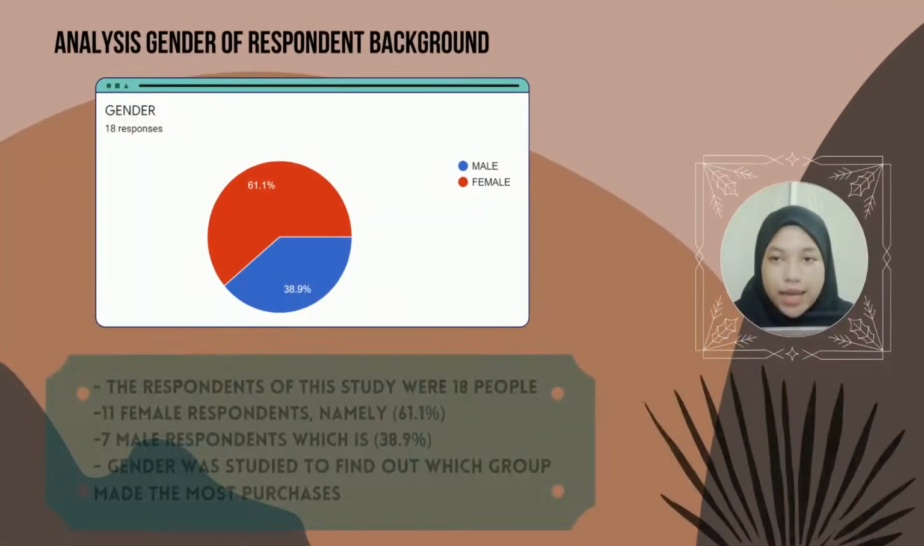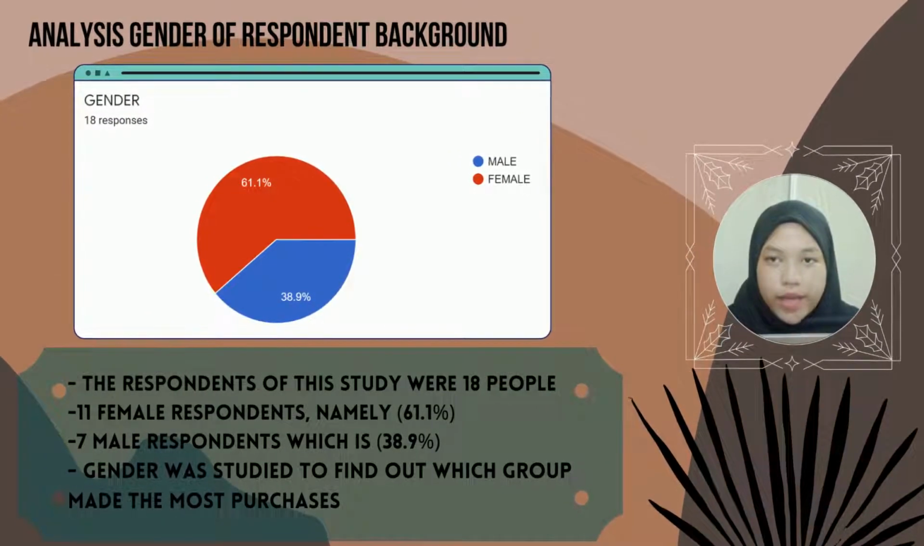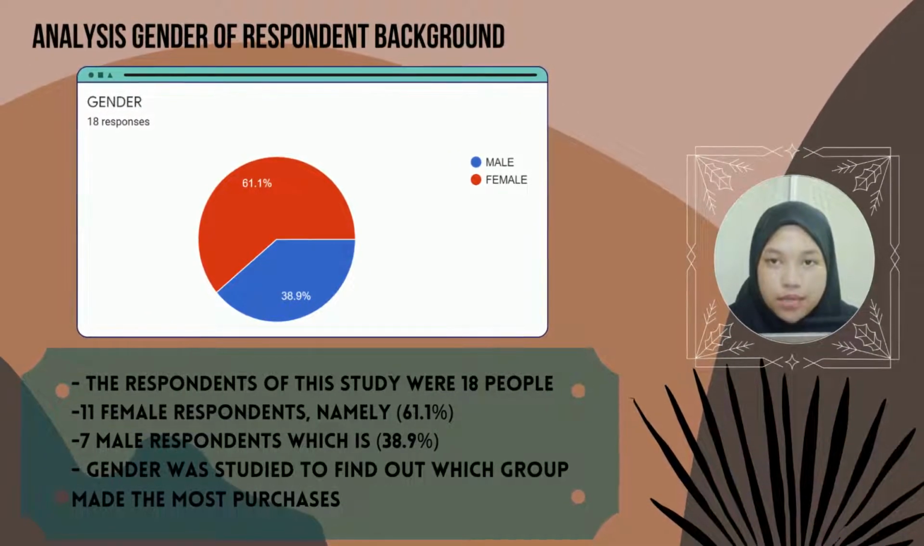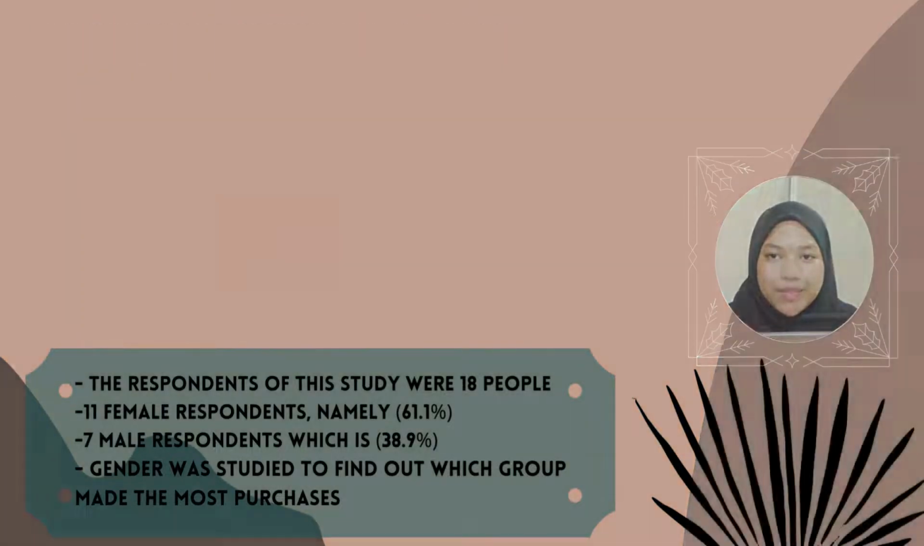Based on the study that has been conducted, the respondents of the study are a total of 18 people, which consists of 11 female respondents, equivalent to 61.1%, and 7 male respondents, equivalent to 38.9%. Gender was studied to find out which group had the most purchases.